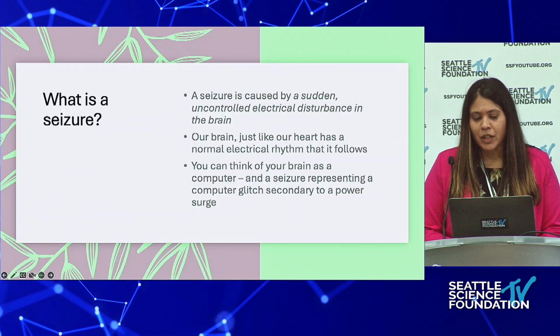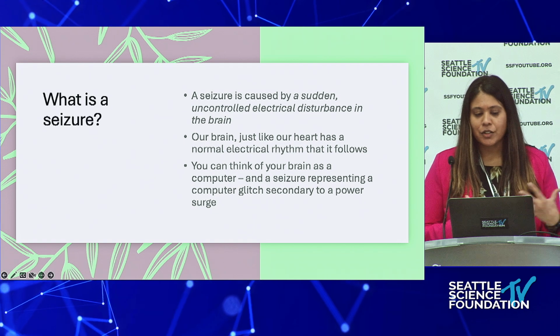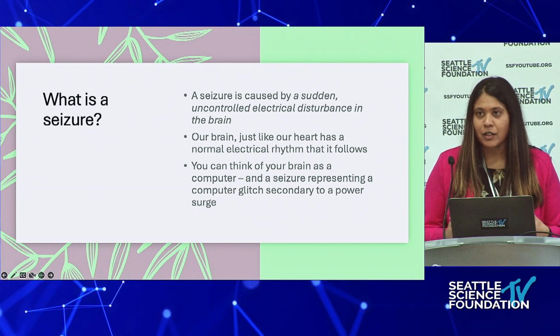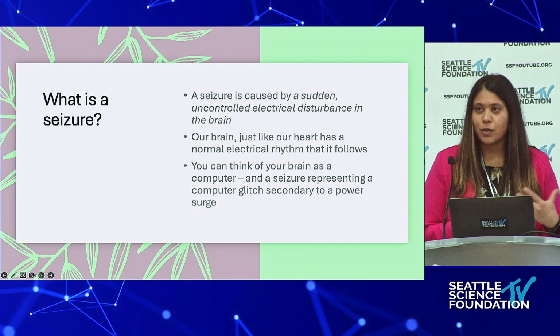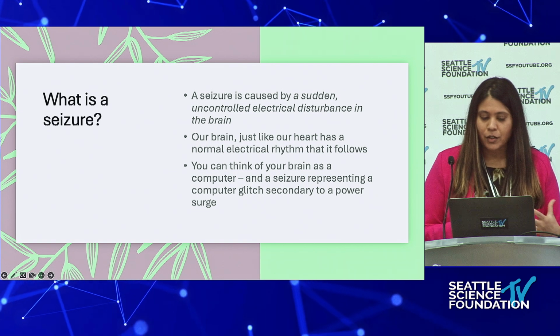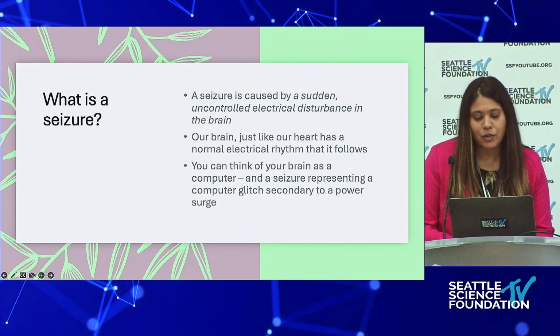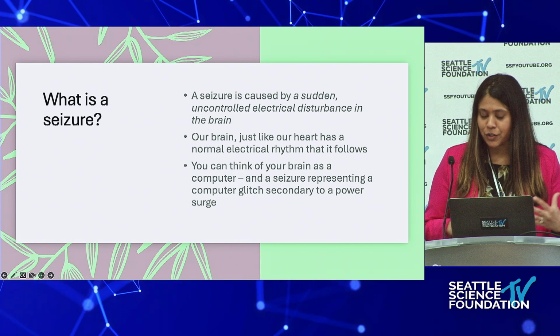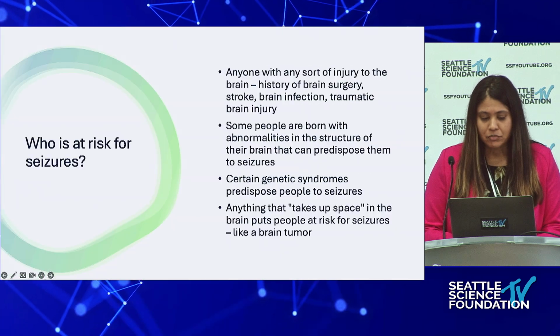So what is a seizure? A seizure is caused by a sudden, uncontrolled electrical disturbance in the brain. So our brain, just like our heart, has a normal electrical rhythm that it follows. You can think of your brain as a computer. A seizure represents a computer glitch secondary to a power surge, just kind of malfunctions.